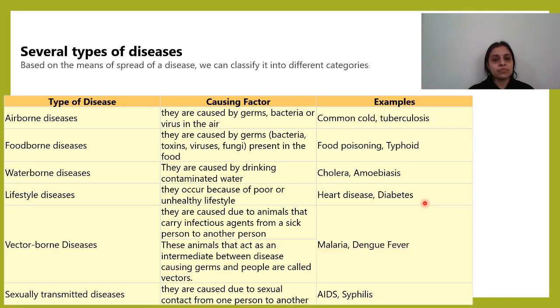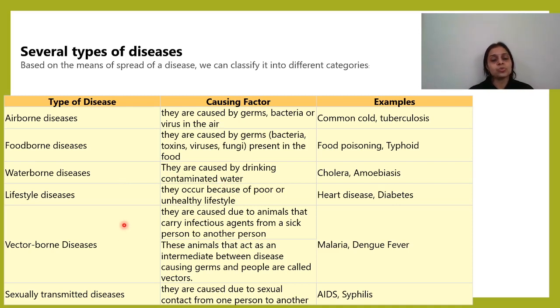Coming to several types of diseases, based on the means of spread we can classify them into different categories. Airborne: caused by germs, bacteria or virus in the air, for example common cold, tuberculosis. Foodborne: caused by germs like bacteria, toxins, virus, fungi present in the food, like food poisoning, typhoid. Waterborne: caused by drinking contaminated water, like cholera, amoebiasis.